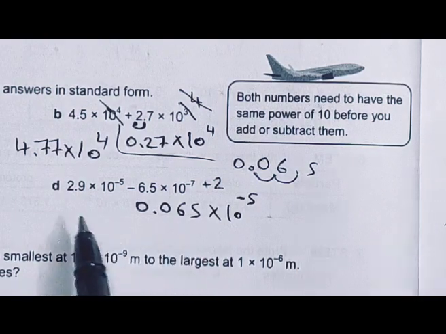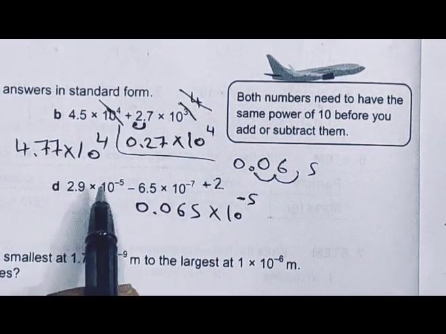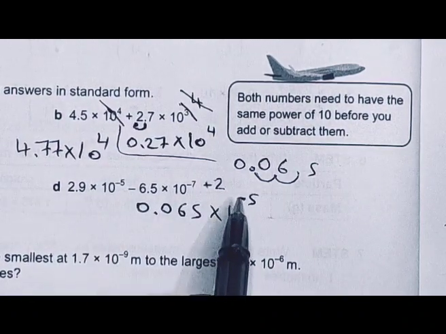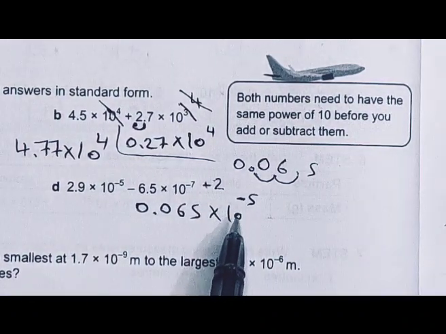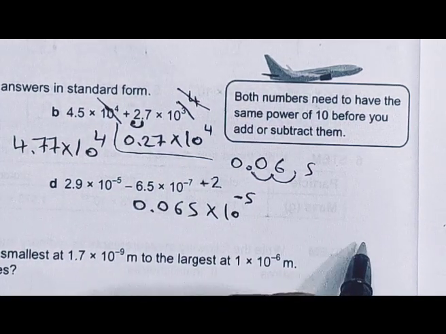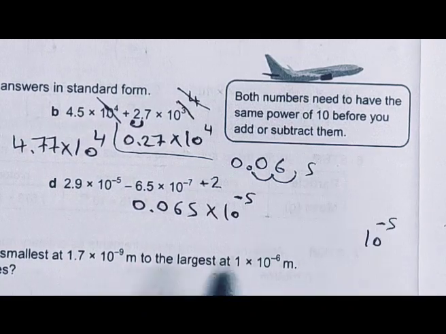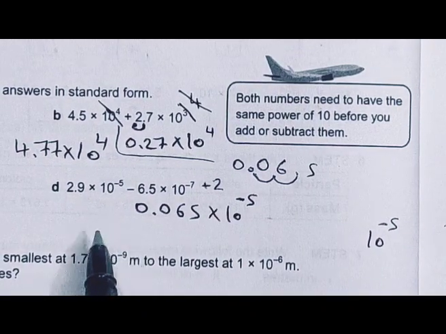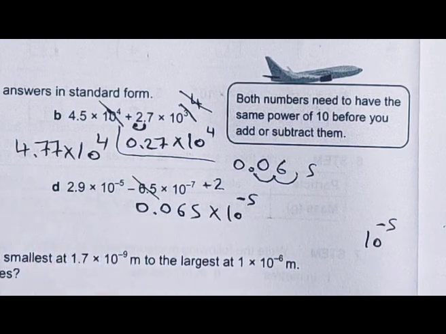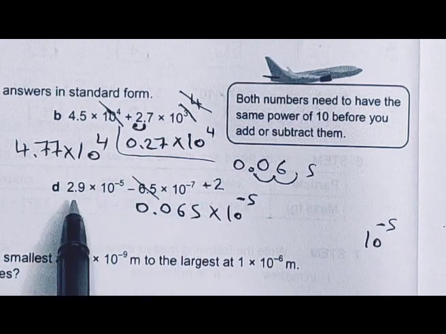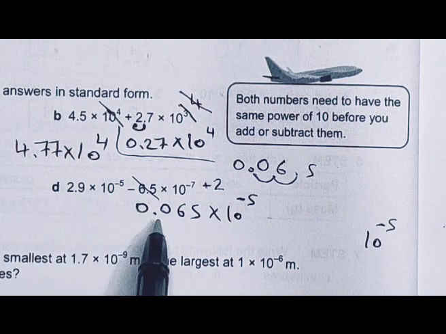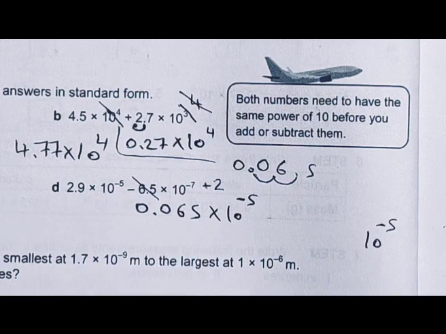So here, let's take a look now, because we have the same powers here. So 10 power of negative 5 and 10 power of negative 5, it means the answer will have the same power, which is 10 power of negative 5. I'll write it here. As I said, first thing you have to do is make the powers the same, and then once you make them the same, you're going to subtract or add depending on the question. Now here we're going to subtract 2.9 minus 0.065. Let's do it together.